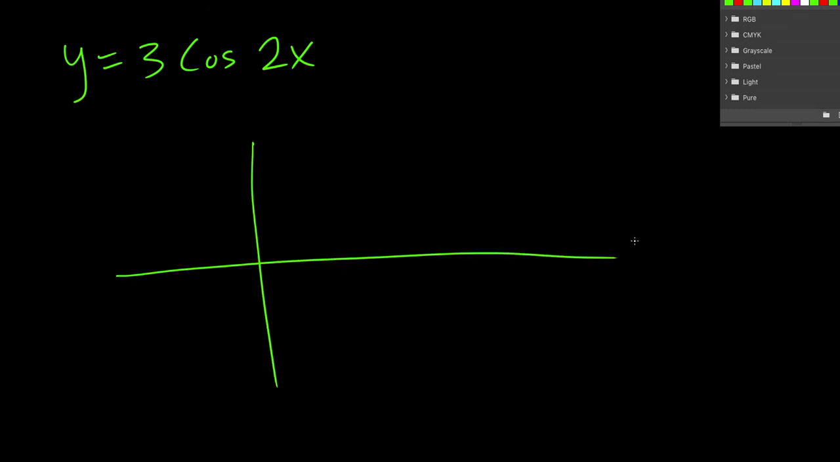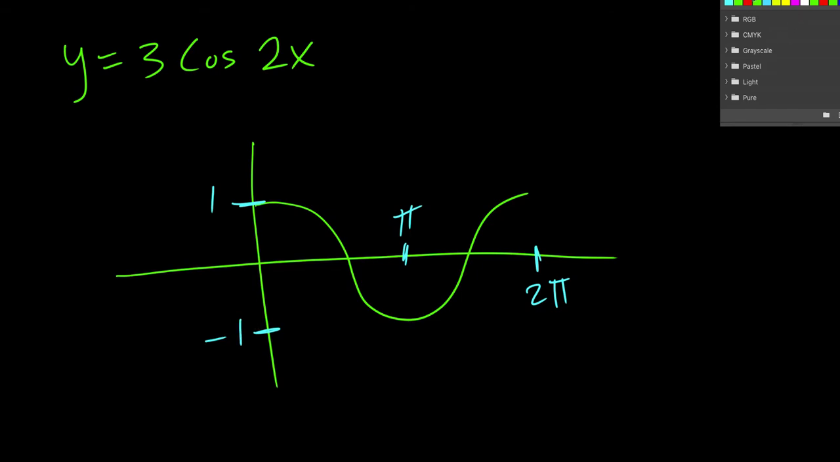We have a couple more to go through. So we have y equals 3 cosine 2x, and they just want us to sketch the graph. So once again, start with a regular cosine. We're just going to assume that this is 2 pi. This is pi, 1, negative 1.